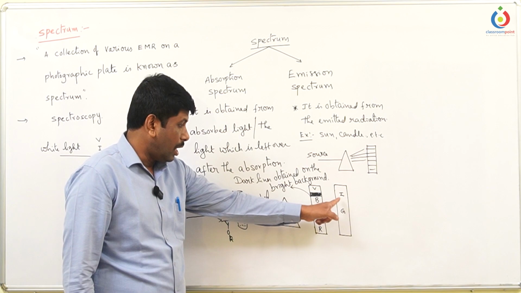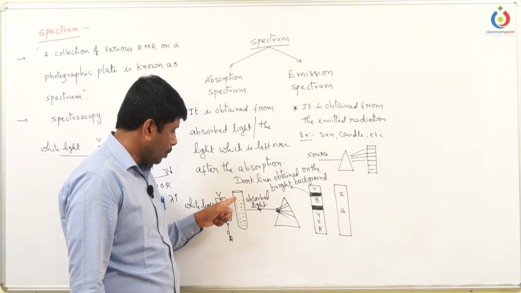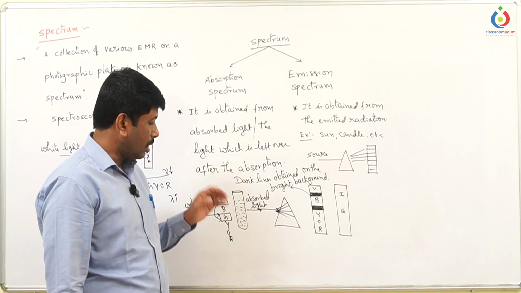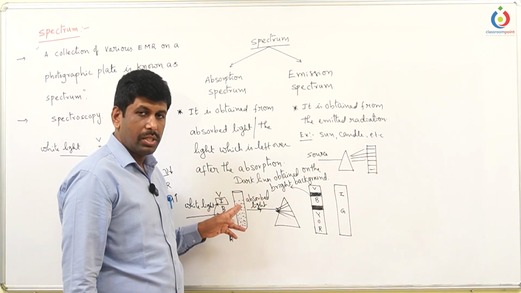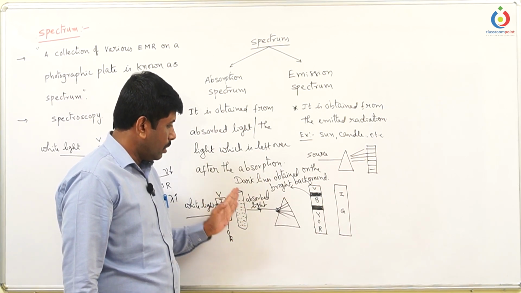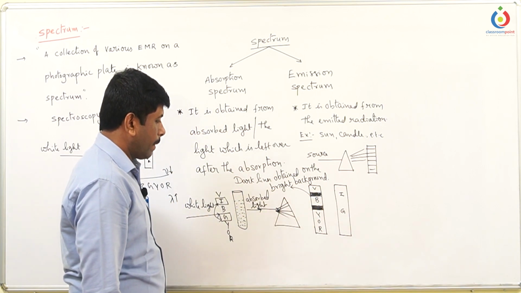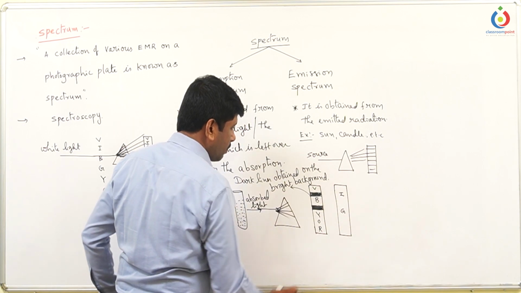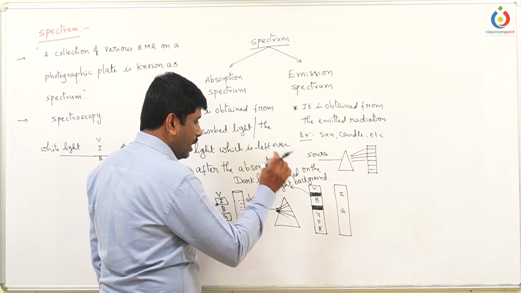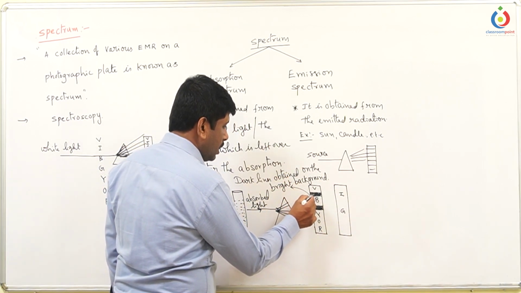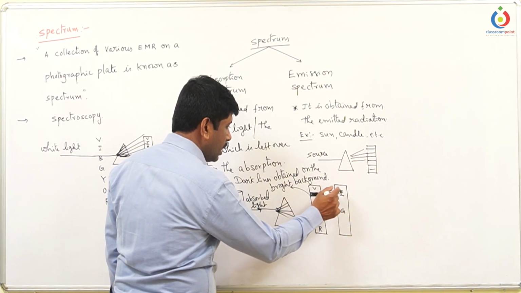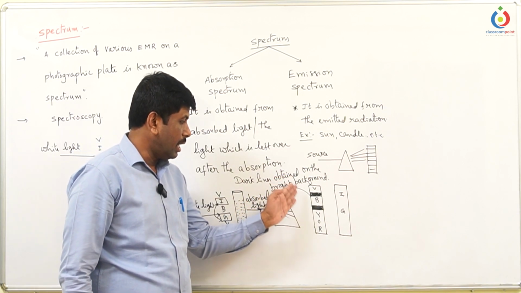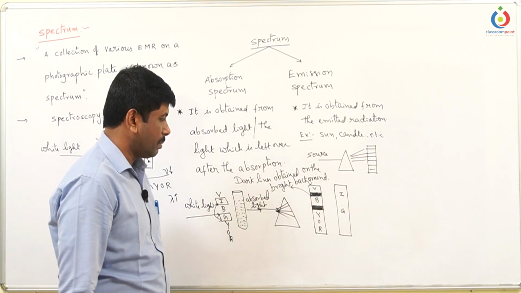Now this one can be called the emission spectrum. Why? Because now the absorbing material is releasing the energy or the light, so that's why it is called the source now. So this is called the emission spectrum. Now if you look at both the absorption spectrum and the emission spectrum, wherever the lines are missing in the absorption spectrum, in the same area the lines appear in the emission spectrum. Means the missing lines are obtained in the emission spectrum.